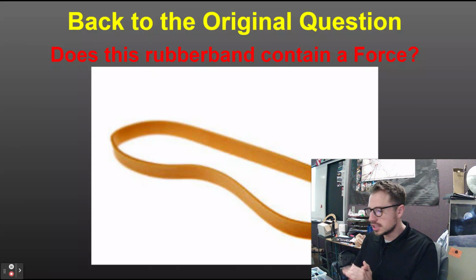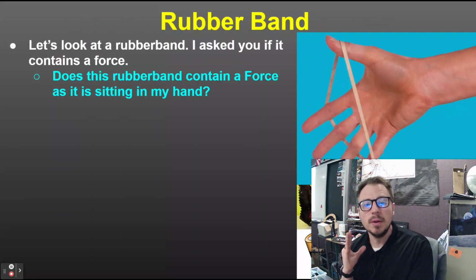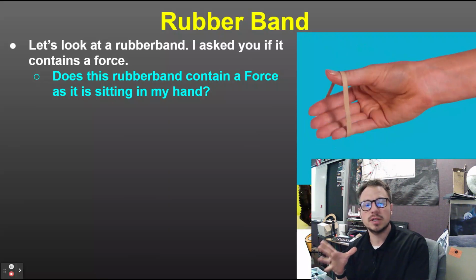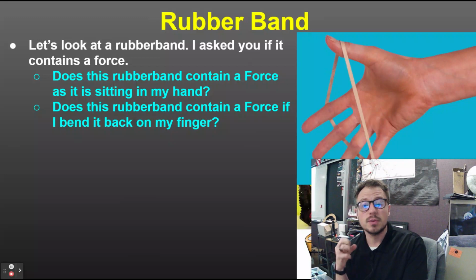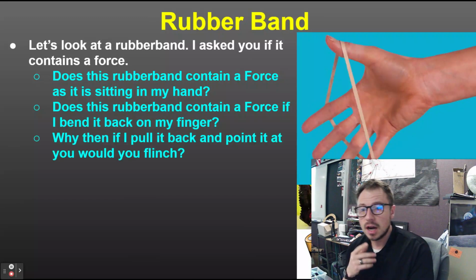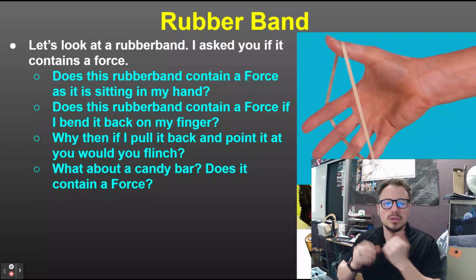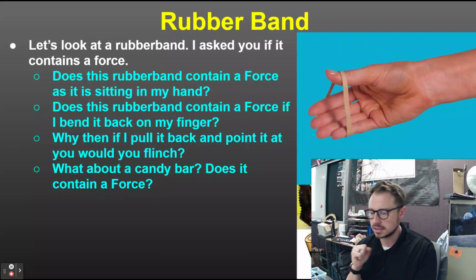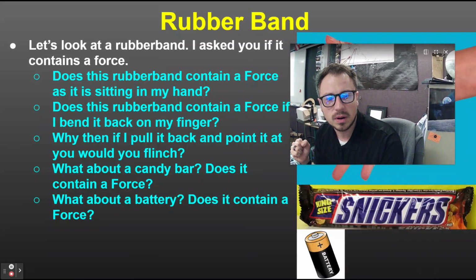So let's just think about holding a rubber band, right? Let's just look at a rubber band. Does a rubber band contain a force when it's just sitting in somebody's hand? Now, does the rubber band contain a force if you bend it back and place it on your finger like you're going to point it at somebody? And then if you pull it back, why would you flinch if someone's pulling back a rubber band and pointing it at you? Why? What about a candy bar or a battery?